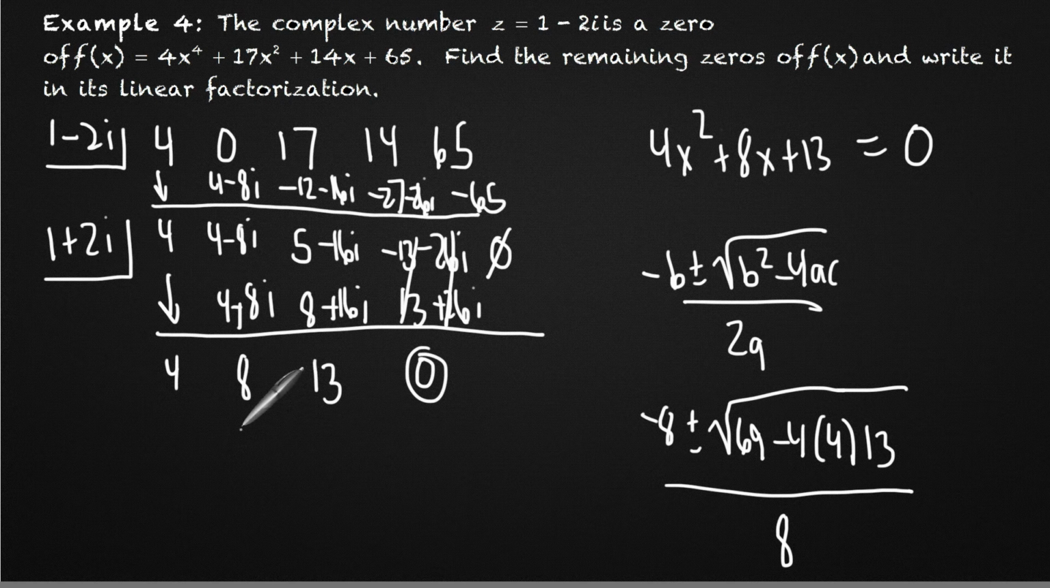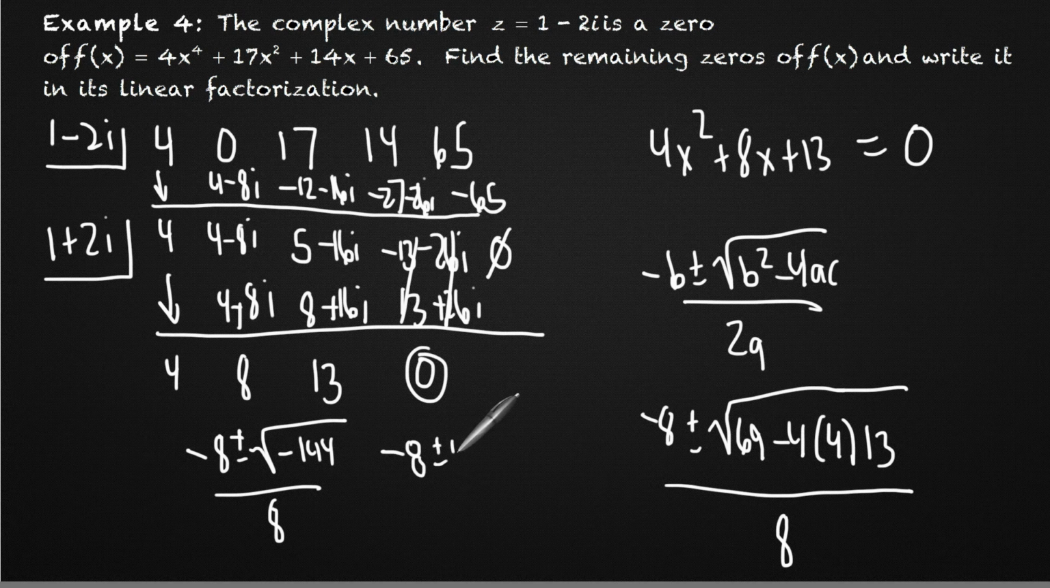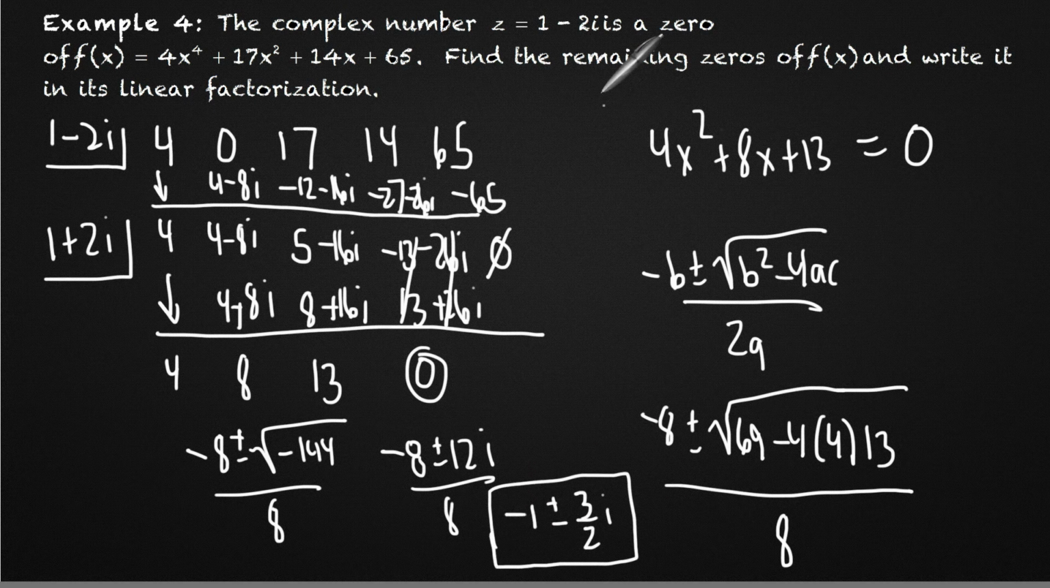So when we multiply all of that inside, we get negative 8 plus or minus the square root of negative 144 over 8. And of course we know the square root of 144 is 12, but it's negative, so it's going to be 12i over 8. Hey, I can divide 8 into both of those. So that's going to give me negative 8 over 8, which is negative 1, plus or minus 12 over 8, which you can divide both of those by 4, so that's going to be 3 over 2i. And those are our last two roots. Our first two are 1 minus 2i and 1 plus 2i.